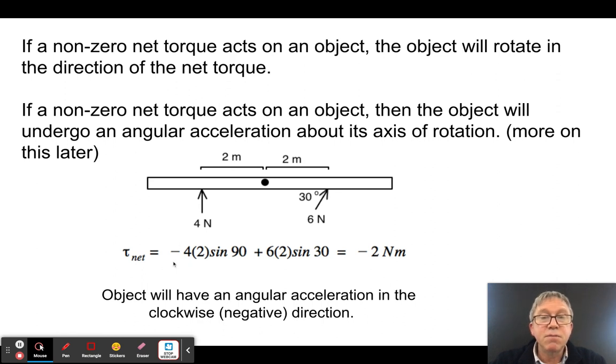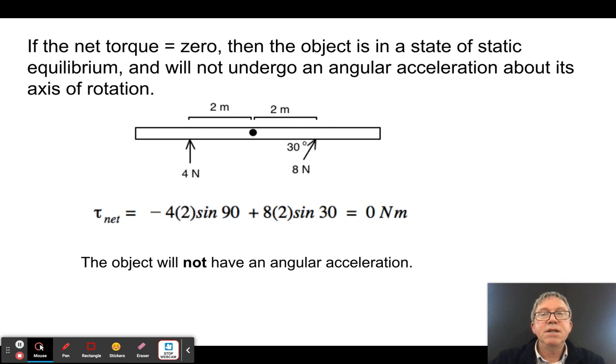So I'm going to sum the torques acting on this to see what my net torque is. I'm going to say -4, because that's going to make it rotate clockwise, times 2 times the sine of 90, plus, I'm just summing them. In this case, this is a positive torque because this makes it want to go counterclockwise. So positive 6 times 2 times the sine of 30. And when I sum these up, I get -2. What that means is this object is going to undergo angular acceleration in a clockwise direction, in the negative direction.